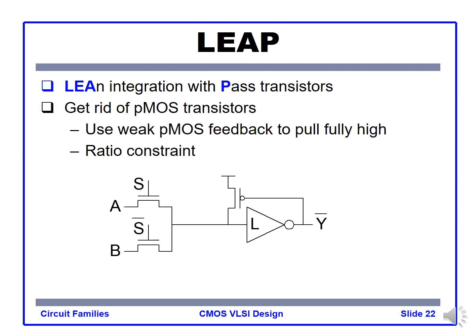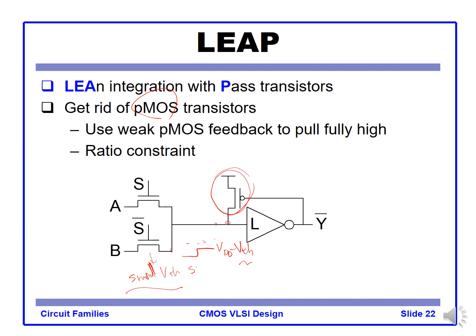Lean integration with pass transistors. We can remove the PMOS transistor to make it simpler. In this case, the NMOS threshold voltage is better to be small, so that the voltage drop will be minimized. You know what the problem with NMOS is, that it cannot drive the logic high all the way up to the VDD. It only goes up to VDD minus VTH, right? So we want VTH to be smaller, and also a keeper device is shown here.